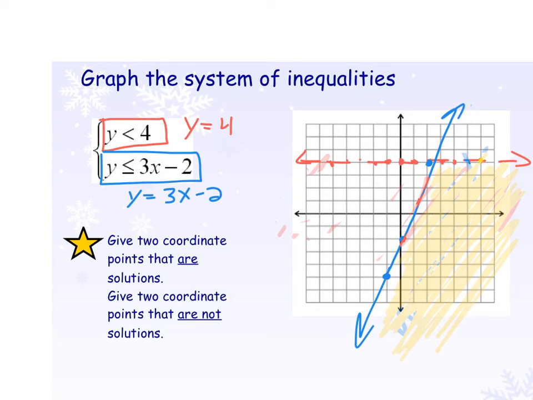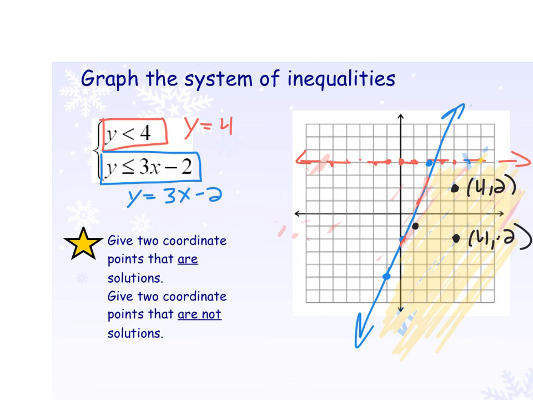So let's talk about some points that are solutions. You've got the point right here. This is the point 1, 2, 3, 4, comma 2. That's a solution. What about 4, comma negative 2? Is that a solution? Yes, it is, because it's in the highlighted region. What about 1, comma negative 1? 1, comma negative 1. That looks good.